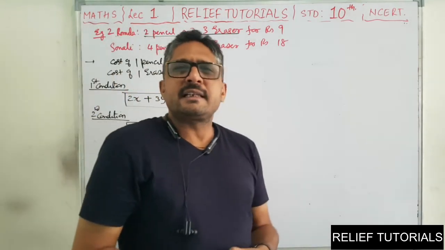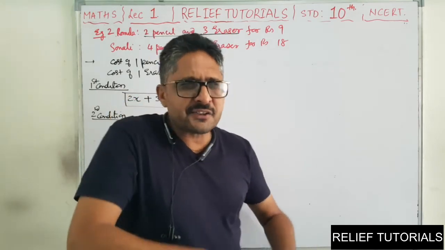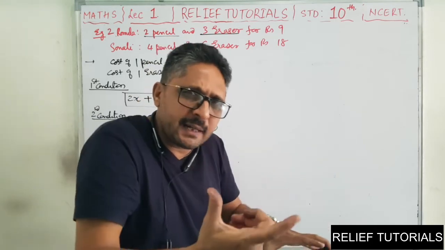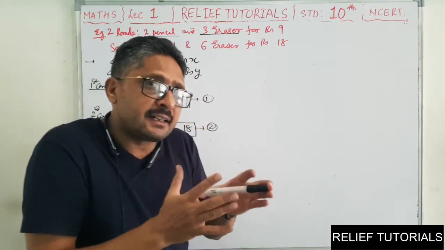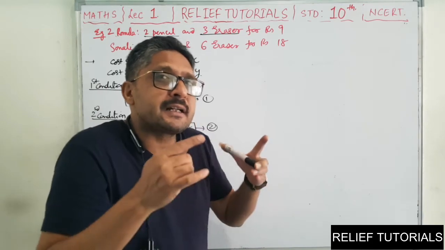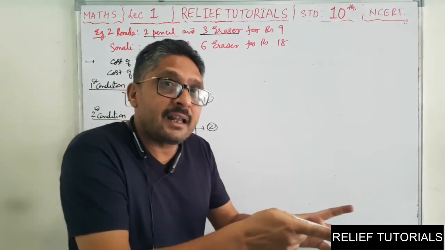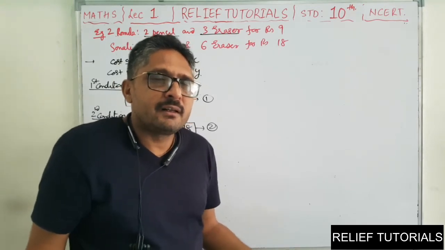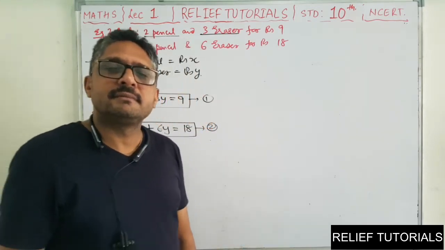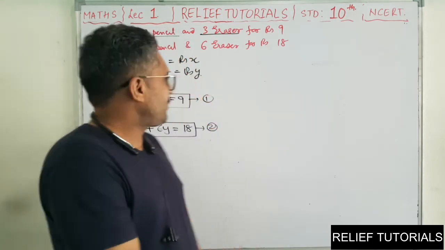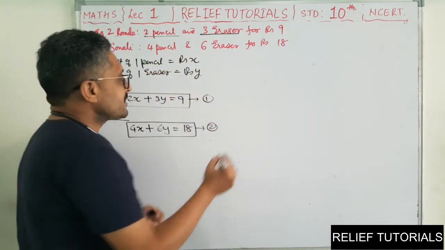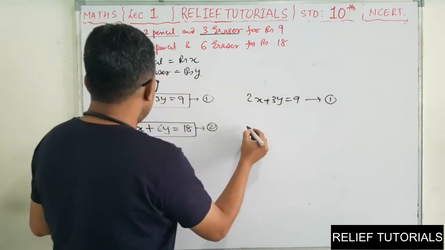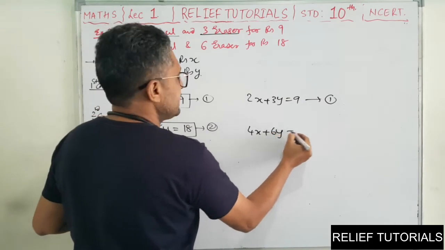Now, see, if I give a pair of equations, just by observation, looking at the equations, will you be able to say whether those 2 equations represent intersecting lines, parallel lines, or coincident lines? Till now it was not possible, but now it is possible. Just by observation. Come on, now look at these 2 equations. 2x plus 3y equal to 9. This is equation 1. Second equation, 4x plus 6y is equal to 18.